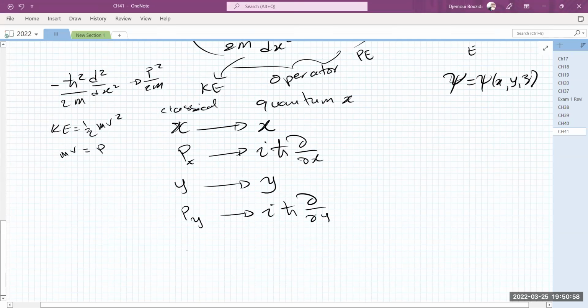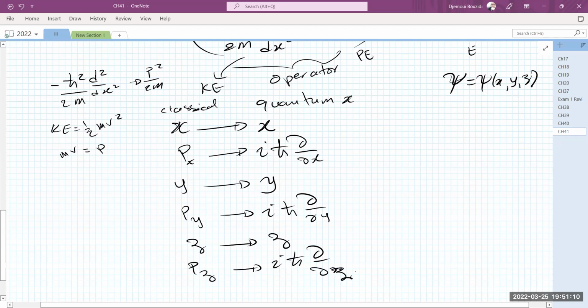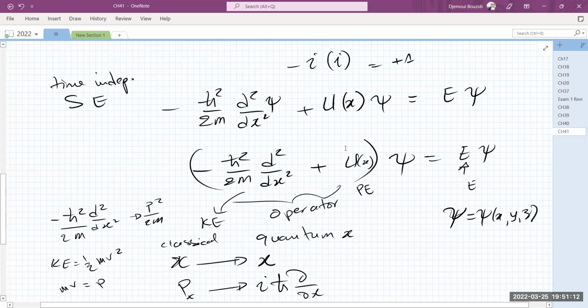Okay, and the same thing, the momentum and the position in the z direction should give me a similar term. So this is how I go from a classical system to a quantum one, now I write this side using these operations.